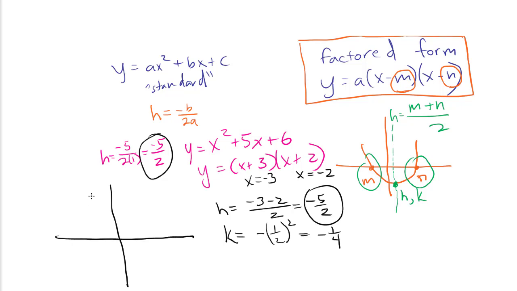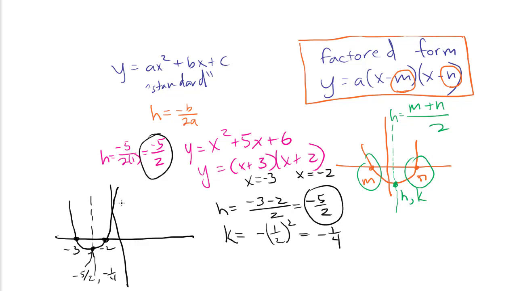We know at minus 2.5, I've got my axis of symmetry. At minus 3 and minus 2, I've got my x-intercepts, or my zeros. And I know my graph is going to go down. It's pretty shallow. It's going to go down only to a level of minus 1/4. That vertex point will be (minus 5/2, minus 1/4).